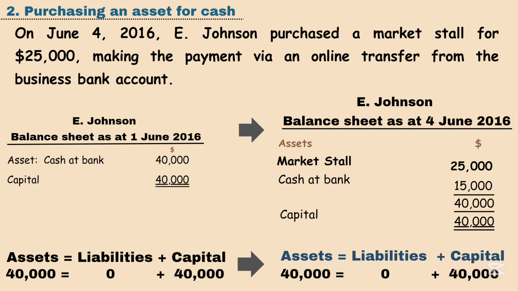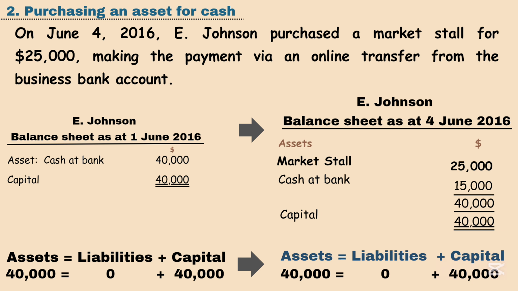On your left, you'll see the balance sheet from the previous transaction. On the right, where the arrow is pointing, is the updated balance sheet reflecting the new transaction. Also, pay close attention to the bold words and figures, such as market stall $25,000 in this example. These highlight the changes made from the previous balance sheet to the updated one.